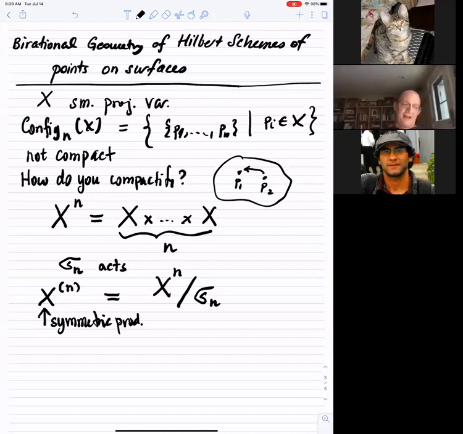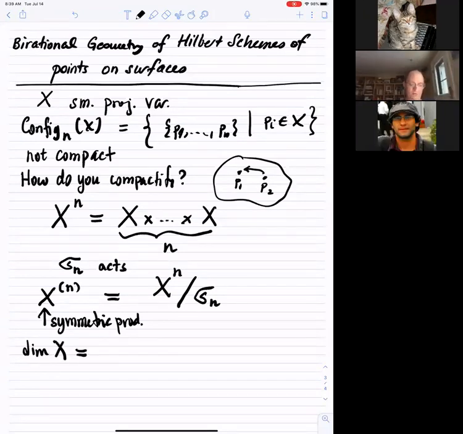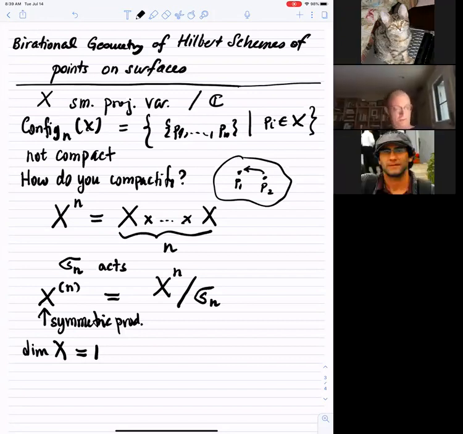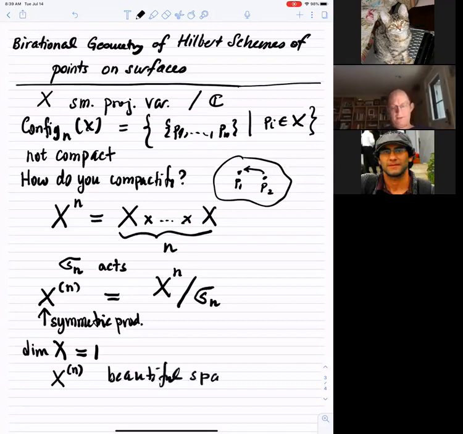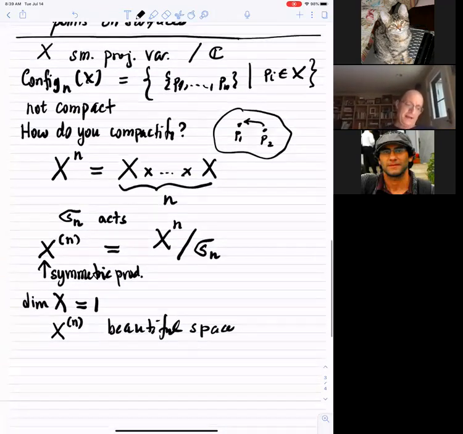And say that the dimension of X is 1, and of course, I should be clear that we are working over the complex numbers. When I say the dimension of X is 1, that means it's a complex curve or a Riemann surface, okay? Then this symmetric product is a beautiful space. And we understand its structure relatively well, at least if n is large enough.